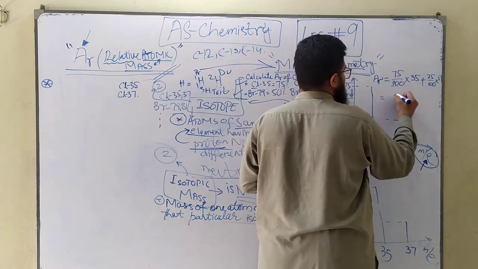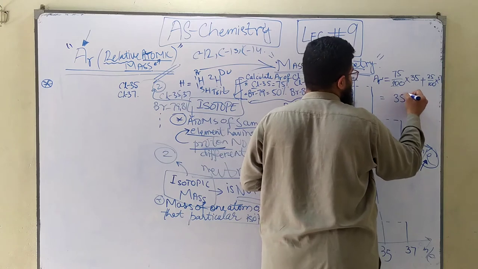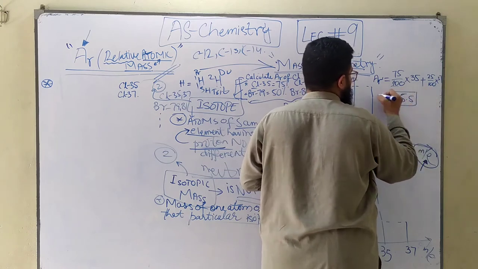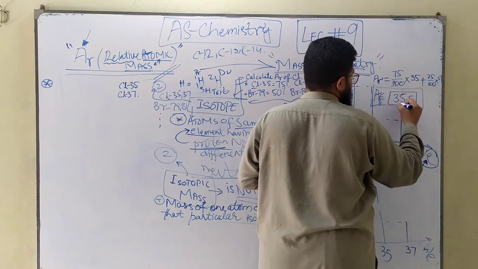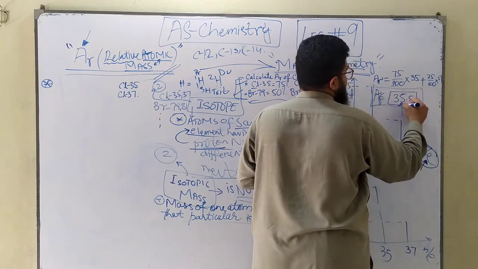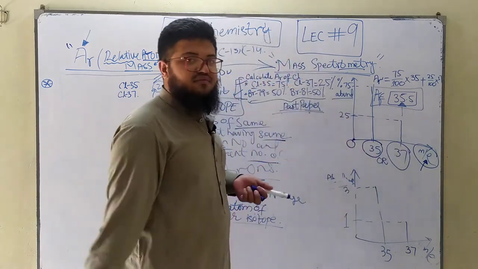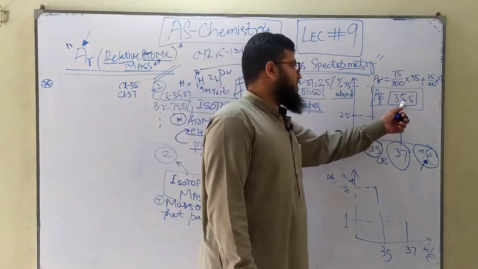As soon as you do that, you'll get a final answer of 35.5, and this 35.5 is the relative atomic mass of chlorine. That's the answer you'll get when you look up the periodic table given in your data booklet. The relative atomic mass for chlorine is actually 35.5.